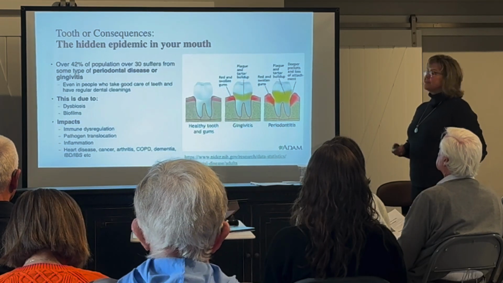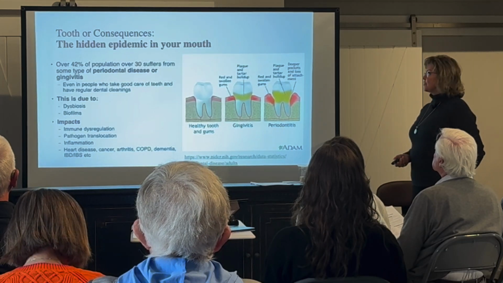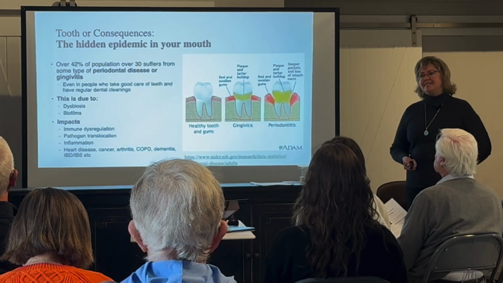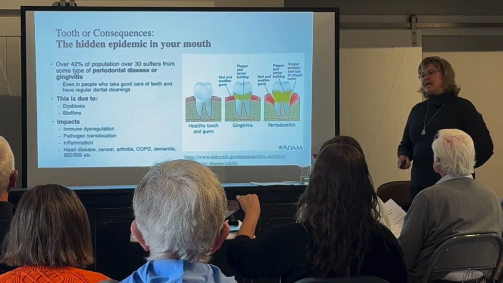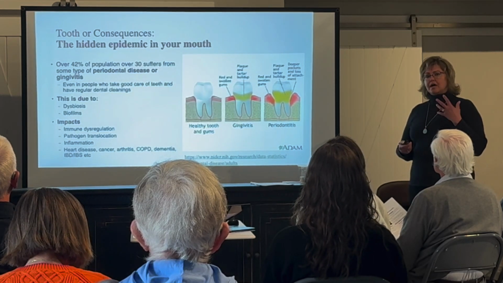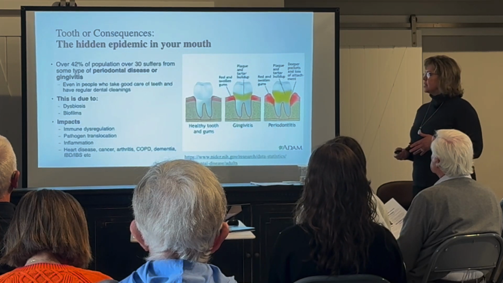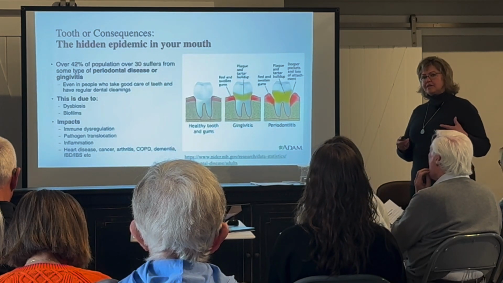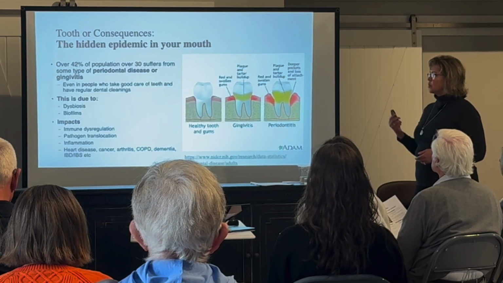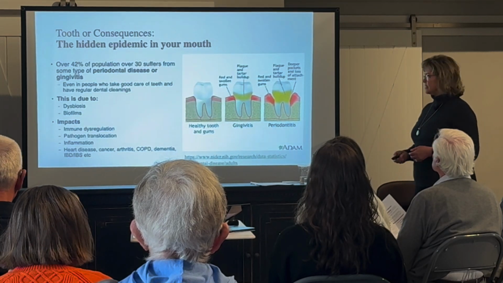So some stats here. Over 42% of the population over 30 suffers from some type of periodontal disease or gingivitis. What's the difference? Gingivitis is the beginning of inflammation, so you might find maybe some bleeding gums. It's just the start of it. But by the time you get to periodontal disease, that's now gum disease that has gone full force, so now you're at risk of possibly losing your teeth. So gingivitis is the first step, and you don't want to get to periodontal disease.